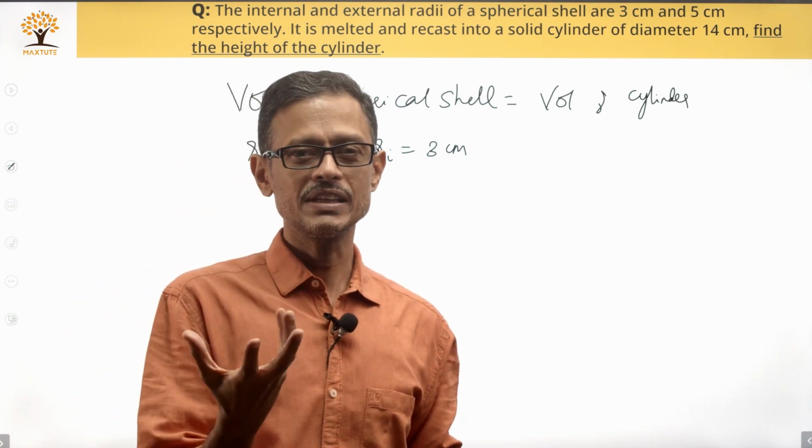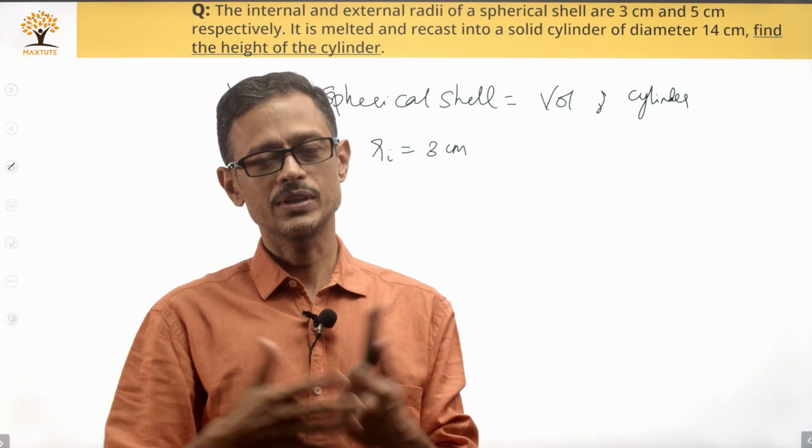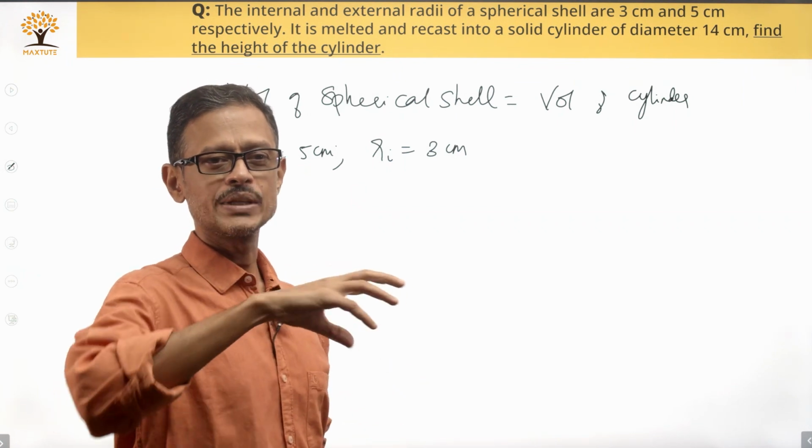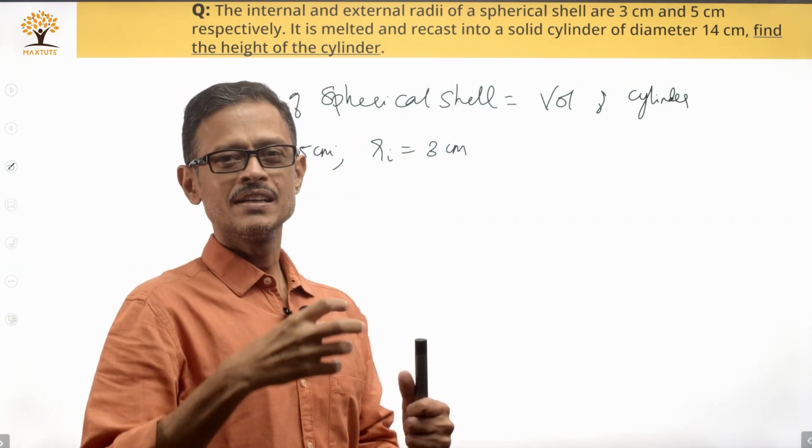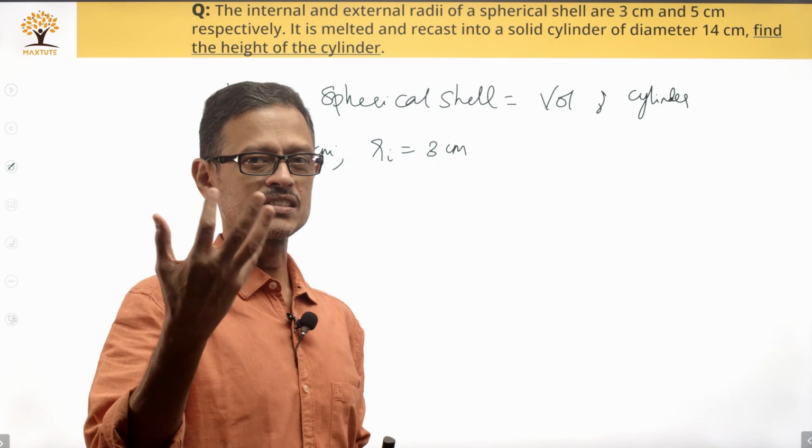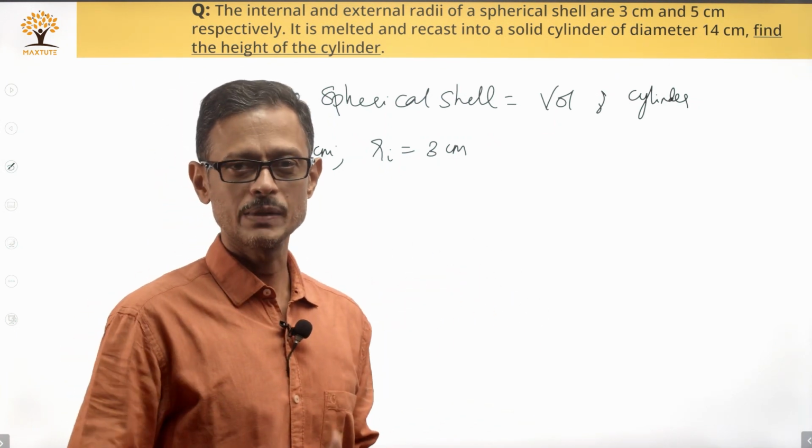For a sphere, what do you need? You just need the radius to compute its volume, right? It's a spherical shell, so you need the external volume and the internal volume. Subtract the internal hollow space volume from the external volume, and you get the volume of the spherical shell.